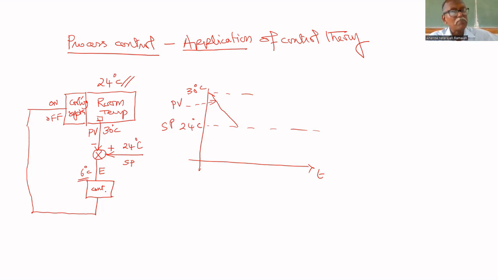What will happen to the process variable, that is room temperature? Now it is 23.9. The cooling system is turned off. What will happen to the room temperature? It will start increasing. Any other answer?